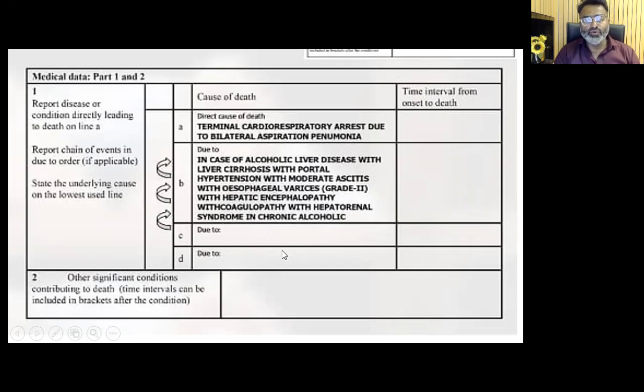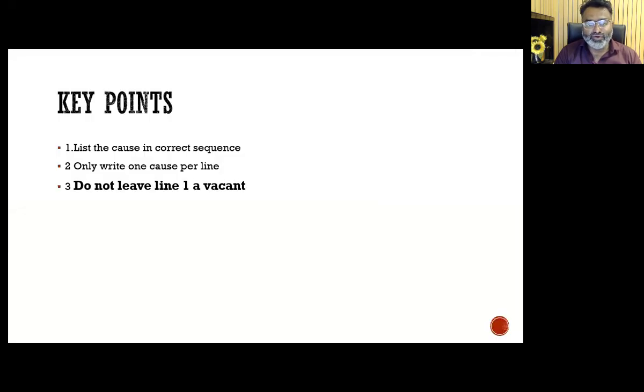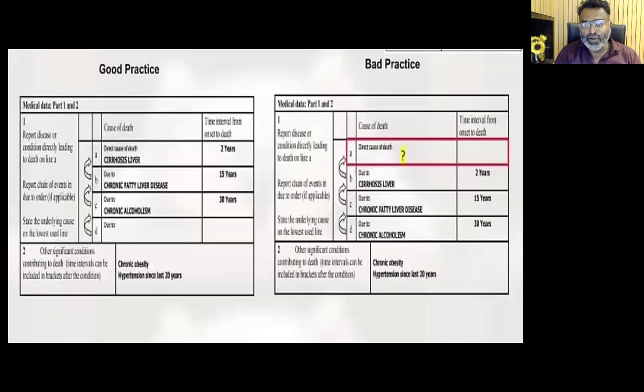Now, all those people who are gathering this data are not concerned with all the events which occurred with the patient. They're concerned with the thing which occurred because of which the death occurred. So we need to be a little careful about this. Do not leave line 1A vacant because this is the immediate cause.